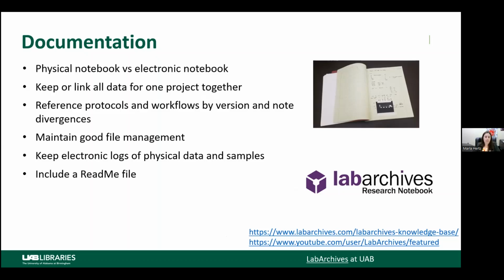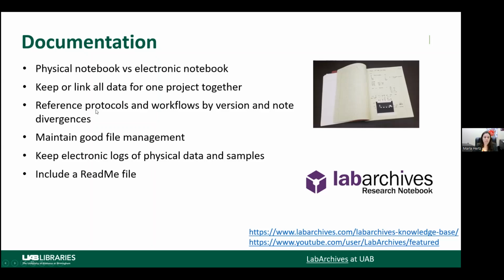I personally used more of a hybrid version where I had a physical notebook, but I also had copies electronically, because the pros of an electronic notebook are that it's so much easier to reorganize things, to keep parts of a project together, and also to be searchable by keywords. But no matter what format you use, you want to make sure to keep or link all data for one project together. And again, we're going to go back to the ideas of protocols and workflows, reference those by version, and note divergences.